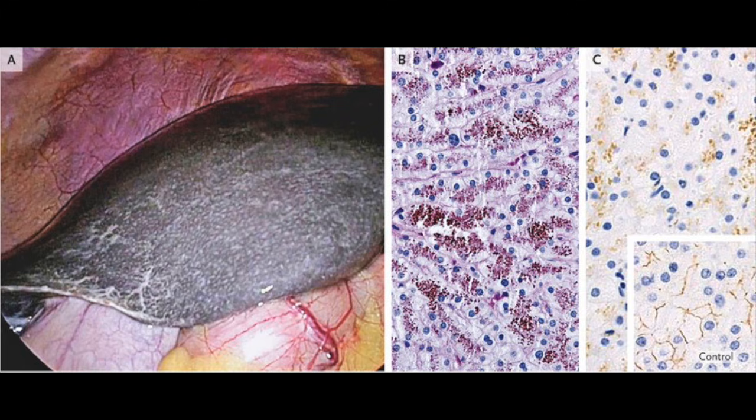Versus Rotor syndrome, which is like Dubin-Johnson, a more mild form, but the liver isn't black. And that's GI. Next is nephrology.